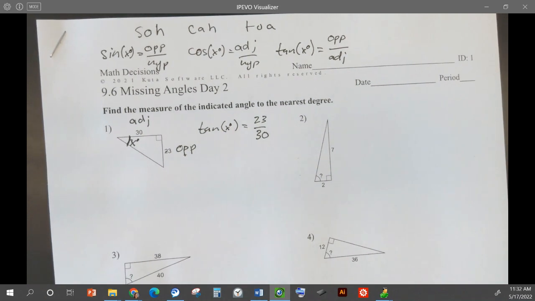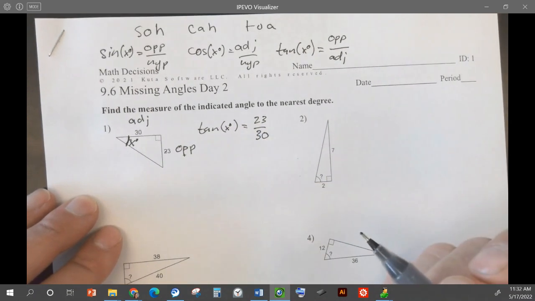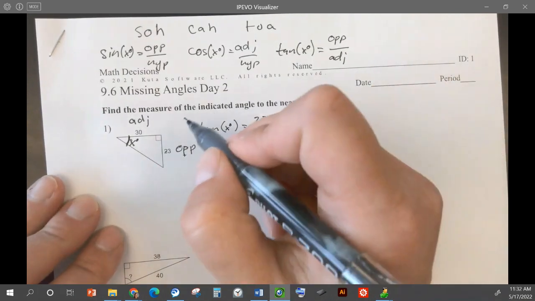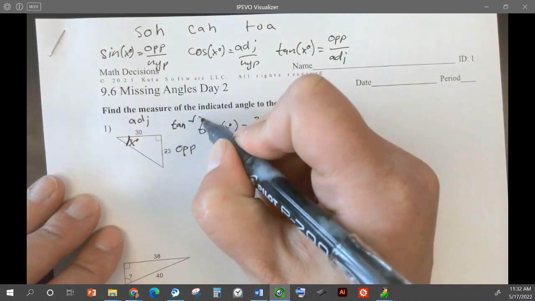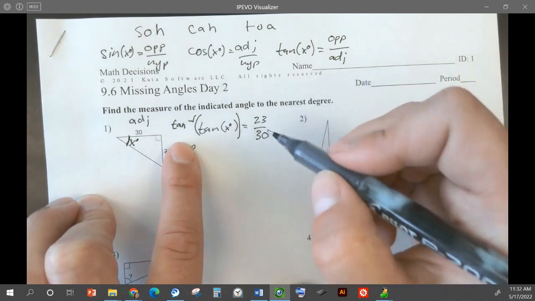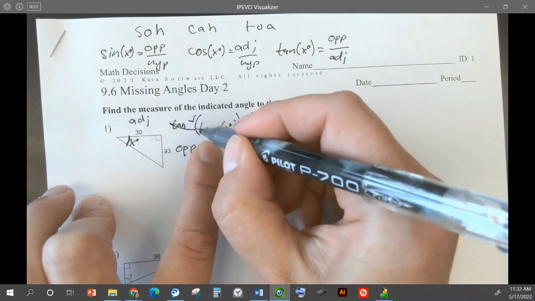Can somebody remind us what we did last time? How do we get rid of tangent? So not quite multiply. We've got to use a function. Do you remember the function? We've got to do the opposite of tangent. Does that sound familiar? So the opposite of tangent is tangent inverse, and that gets rid of tangent. So if we do that on one side, just like in all algebra, we have to do that on the other side. So tangent inverse of tangent cancels tangent.